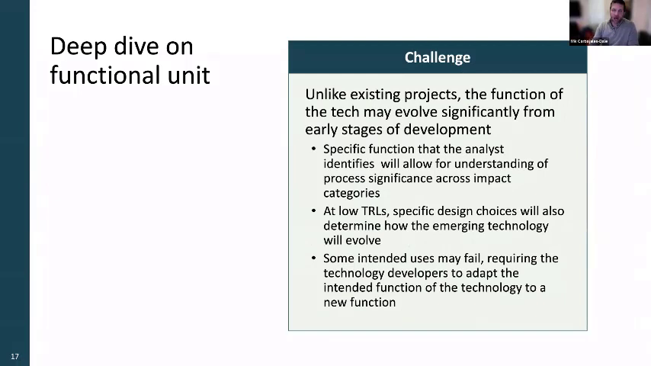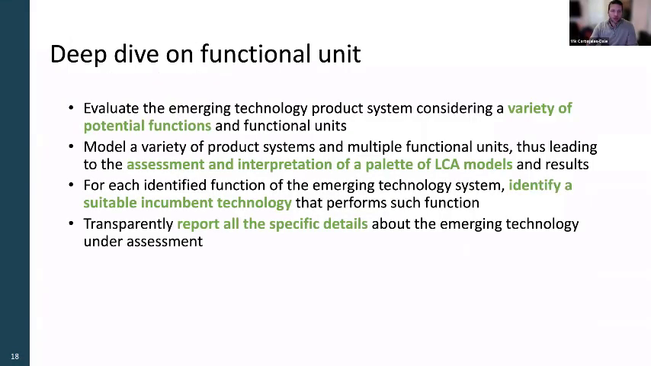So thinking about functional unit. As I said, the function of this technology, once it's developed, might not be immediately apparent to us now, or it may change through that technology development process. So some intended uses may fail, and then the technology developers may go in a different direction. So since that's the case, we're going to have to think about evaluating this system using a variety of potential functions and functional units.